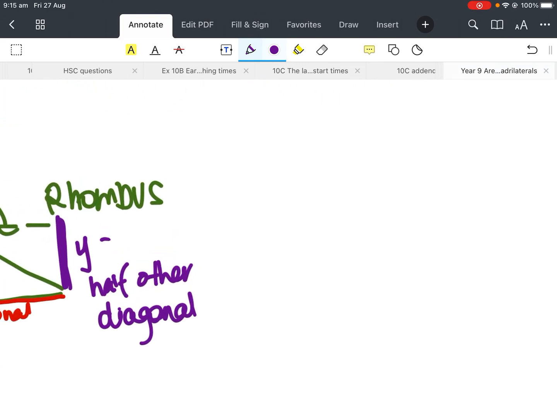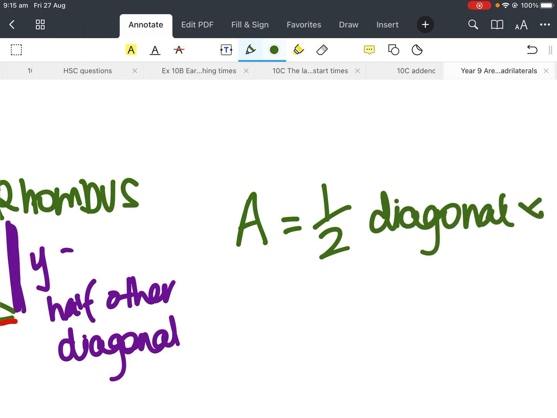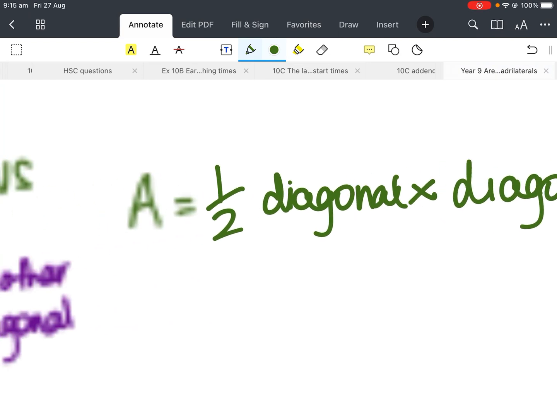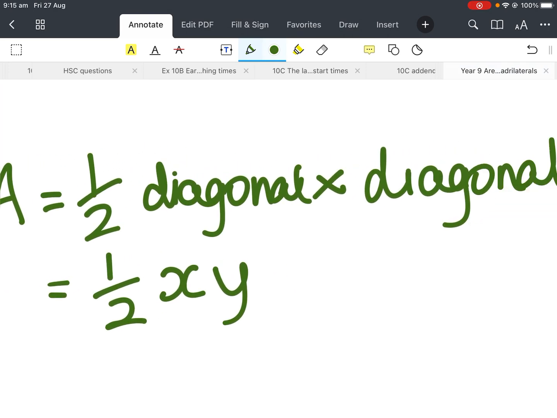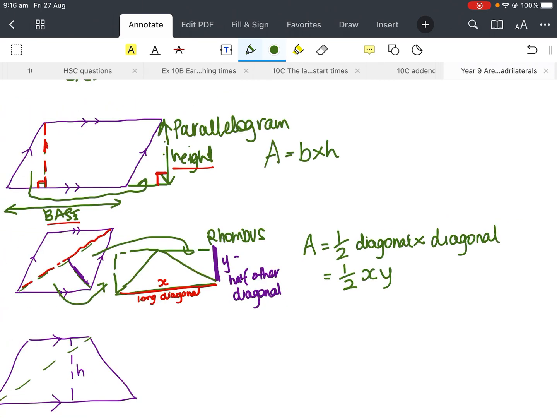So in other words, what you're actually doing, I'll do this in green, is you're doing area becomes half of one diagonal times by the whole length of the other diagonal. Now you'll find in Australia we say half times X times Y, and it doesn't really matter which diagonal you're halving, so that's why the Y is not first and the X is second, like I did in my diagram. In America, they just pretty much use half D times D. But that's what we're doing, and that's where that particular one comes from.